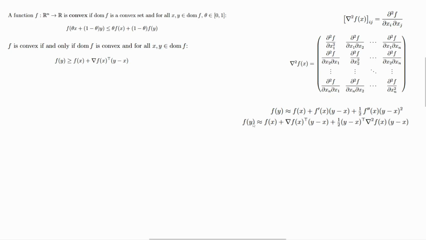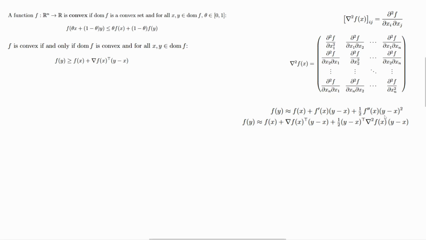Okay, and then we can generalize this to n dimensions. That means that x and y are n-dimensional, and we see our familiar first order approximation, but we also see the second order approximation.